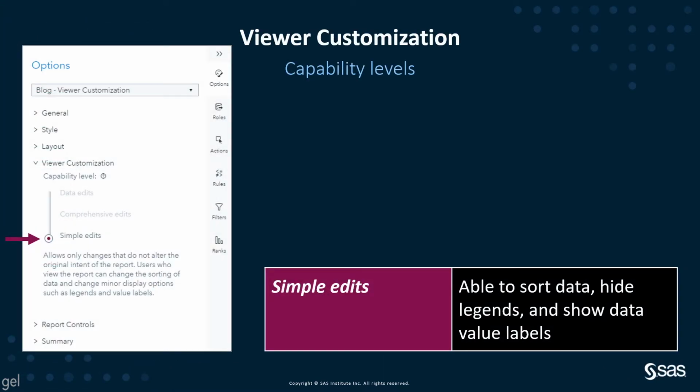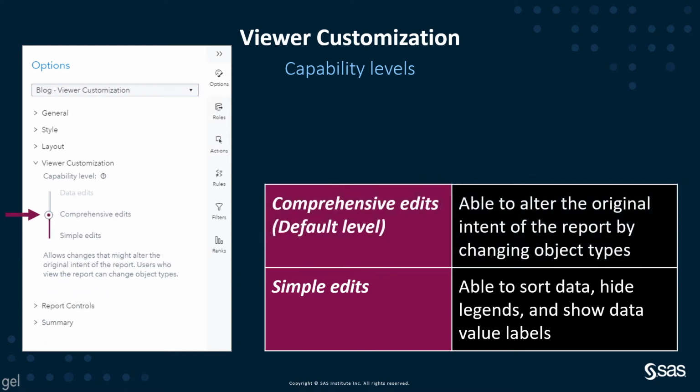Starting with the level that gives the report viewer the least amount of flexibility is the Simple Edits level. The Simple Edits allow for the report viewer to sort data, hide legends, and show data values to report objects. The next level, Comprehensive Edits, which is the default level, gives the report viewer a little more flexibility.